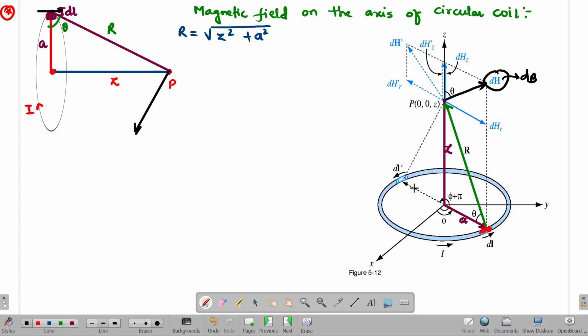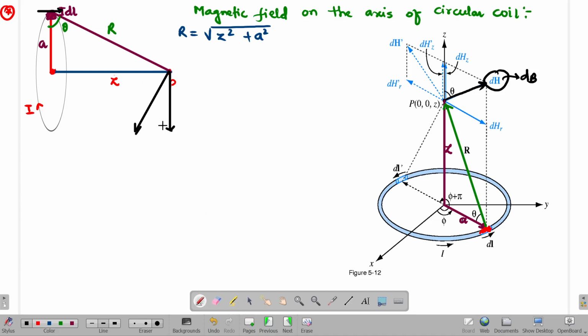Is this clear? So look over here. This magnetic field will create some angle theta with the plane of the x-axis. Let's suppose this is some x-axis. So this angle is going to be theta. And if this is dB, then I have two components, dB cos theta and dB sin theta. Is it clear?